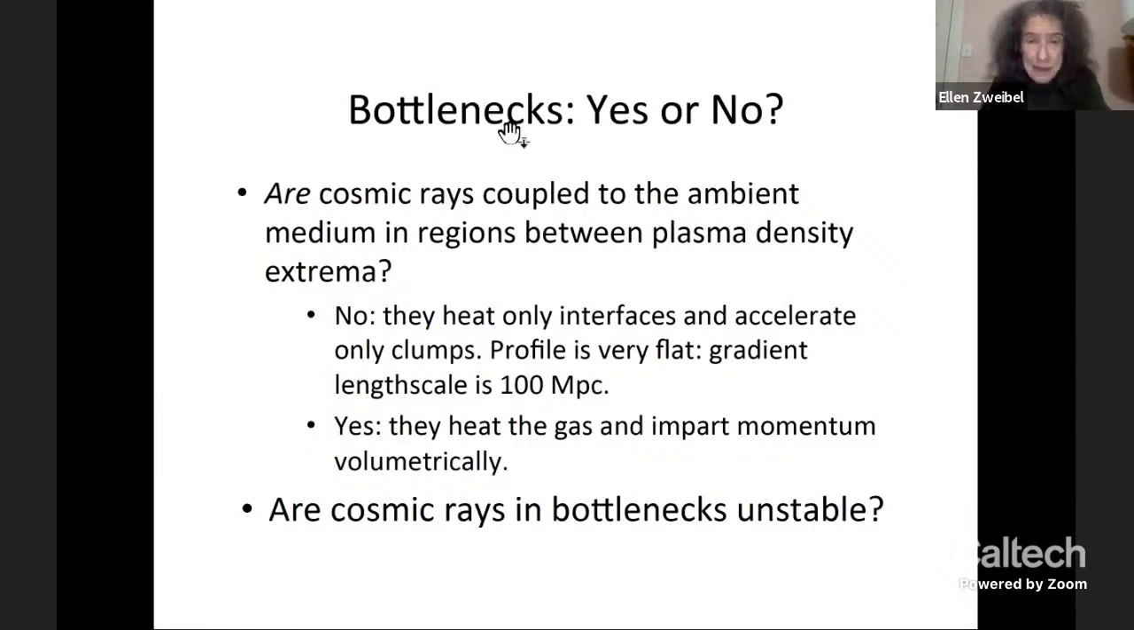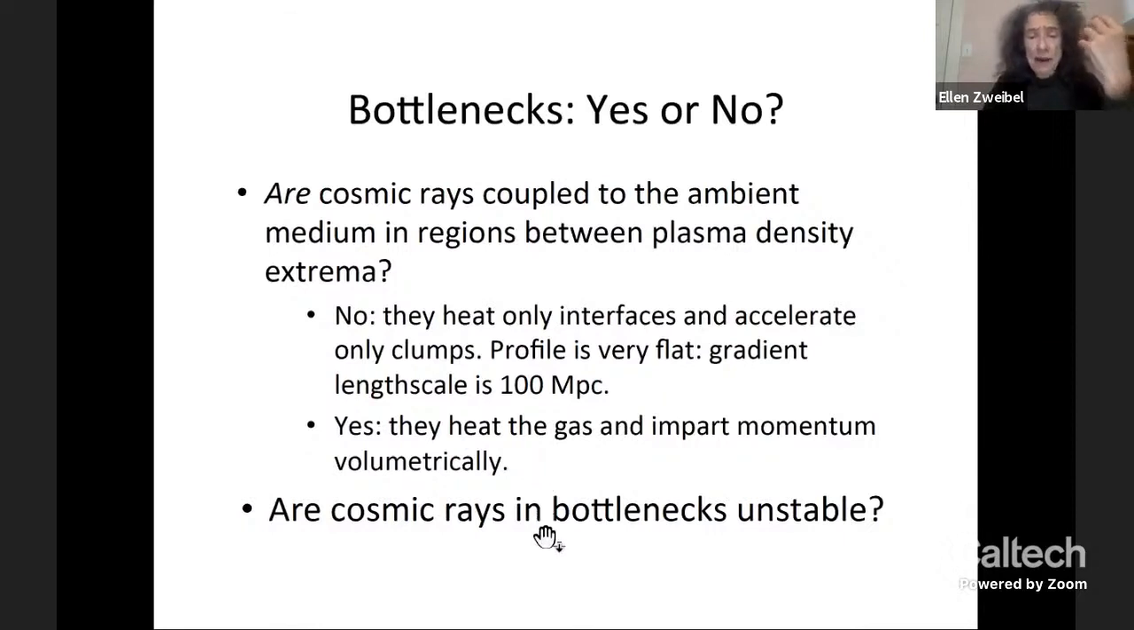Well, to summarize what we know about these bottlenecks, do they form or not? If they form, then there are large regions of space where cosmic rays are not coupled to the gas. They heat only the interfaces. They accelerate only the clumps. I said the profile was very flat. Chad measured it. The gradient length scale in the simulations of a single cloud, 1 kiloparsec away from the boundary, this is how flat it is. The gradient length scale, P over grad P, is about 100 megaparsecs. If the cosmic rays are coupled, no bottlenecks, then they heat the gas everywhere and they impart momentum volumetrically.